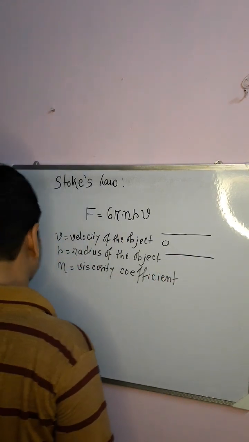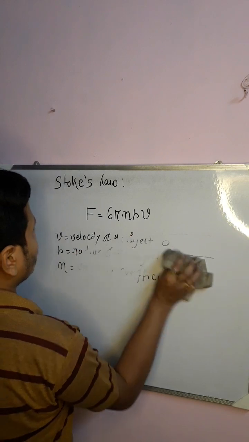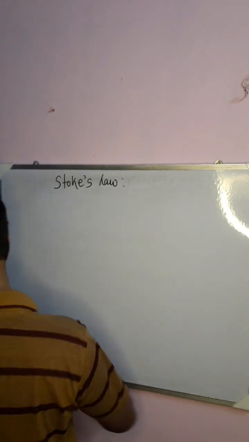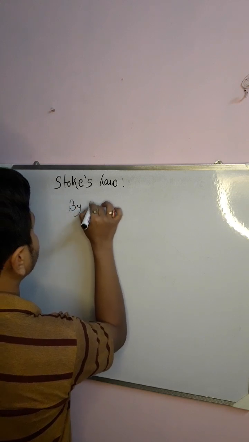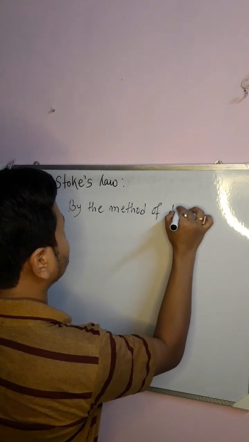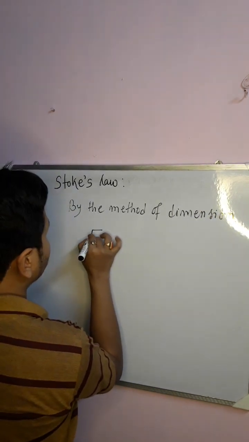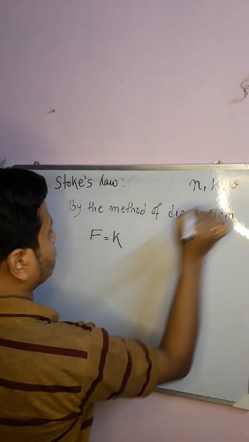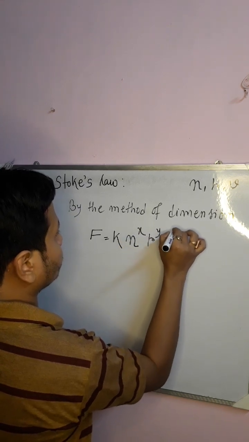Now let us check whether this law is right or wrong, that means whether the formula is correct or not. Here we use the method of dimensional analysis. Now we see that viscous force depends upon eta, r, and v. Say eta to the power x, r to the power y, and v to the power z.